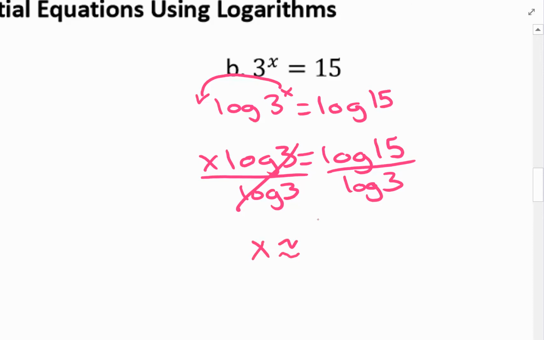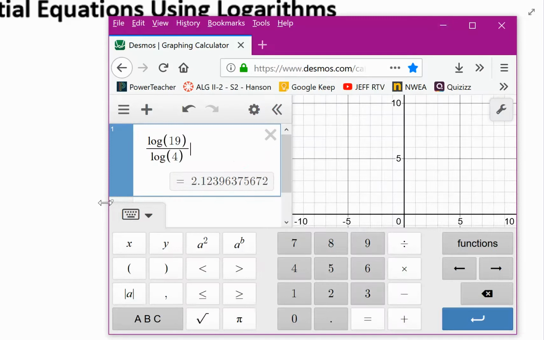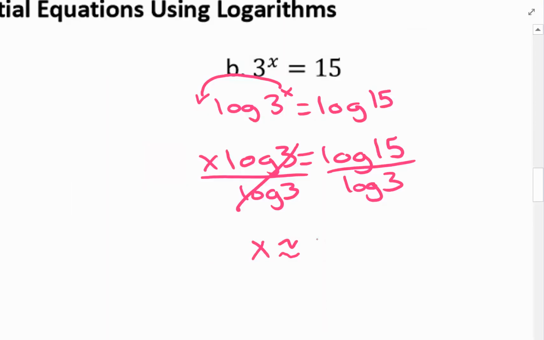If you put 5, you're totally wrong. You can't just divide the 15 by 3. Log 15 divided by log 3. Let's find it. Log 15 divided by log 3. 2.46. So we can see how it's definitely not the same as 15 divided by 3, which would be 5.